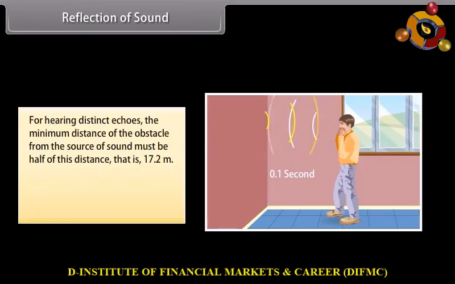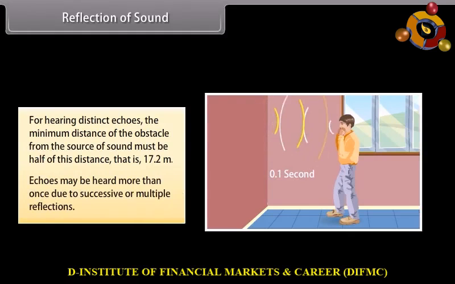Thus, for hearing distinct echoes, the minimum distance of the obstacle from the source of sound must be half of this distance, that is 17.2 meters. This distance will change with the temperature of air. Echoes may be heard more than once due to successive or multiple reflections.